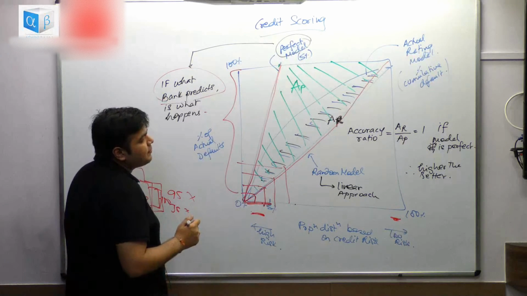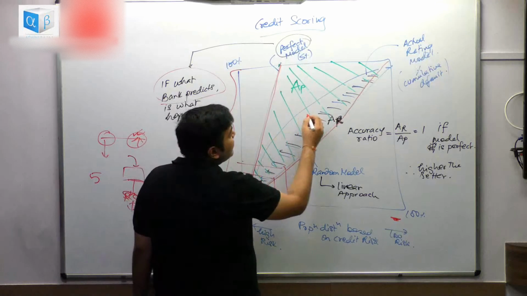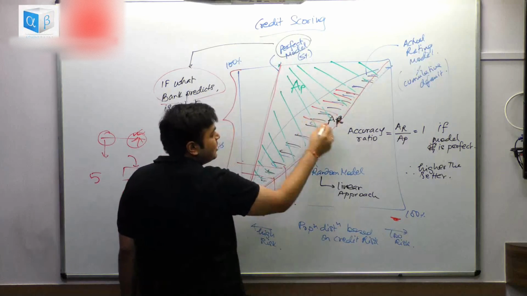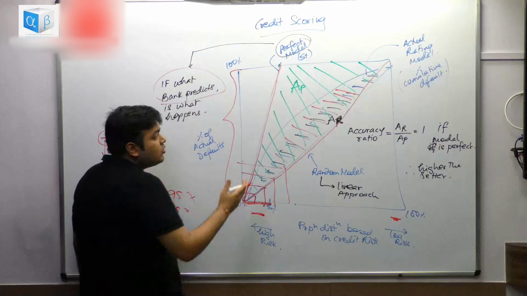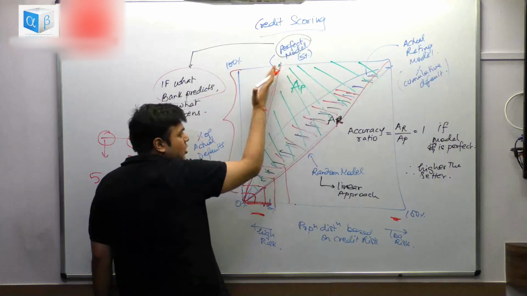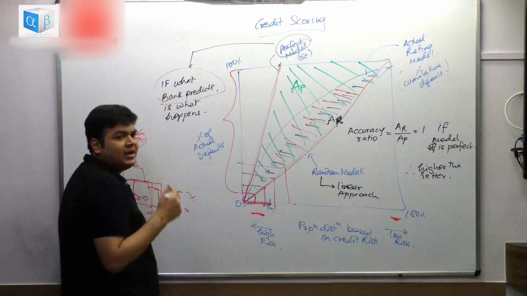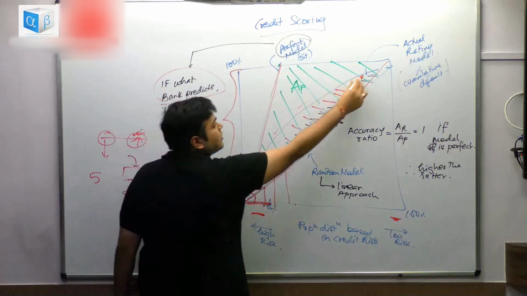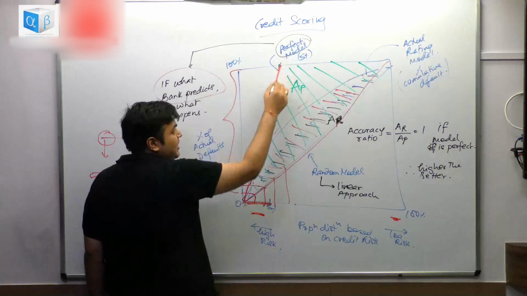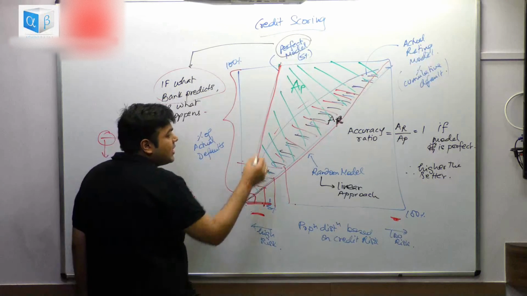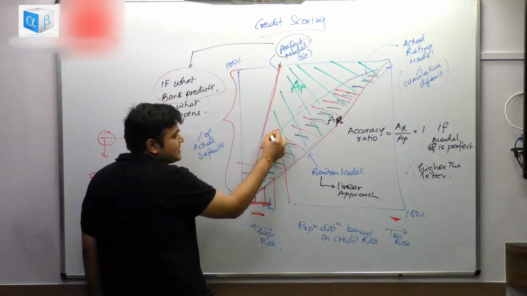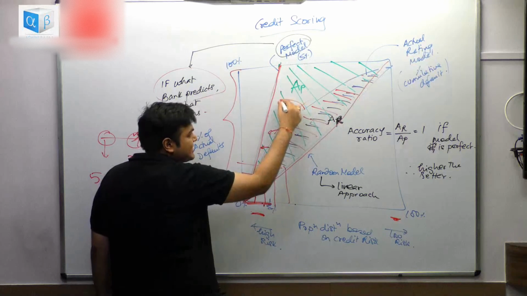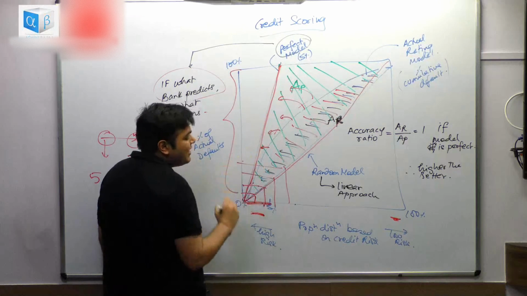Now understand, AR, this part is going to be the actual defaults that you have had. Don't you think the more the actual defaults are on this side, it will indicate that the model is more correct? This is the actual default. This would have been the case for a perfect situation. Now, if this curve is actually more on this side, what would that indicate?